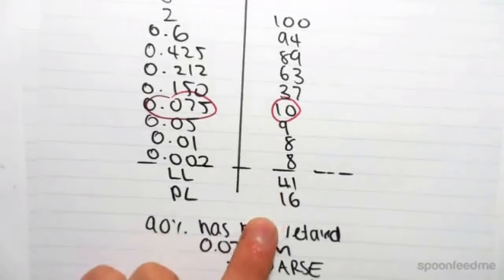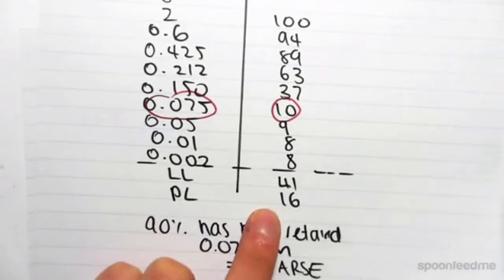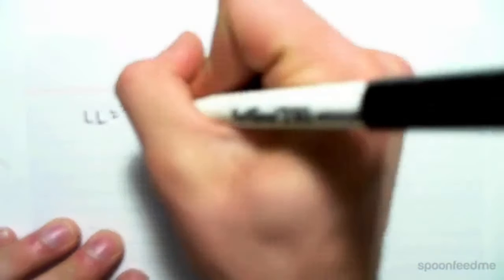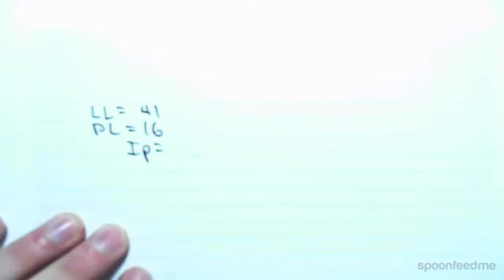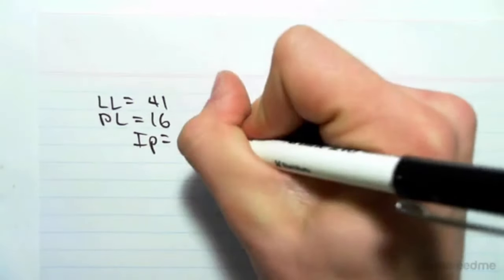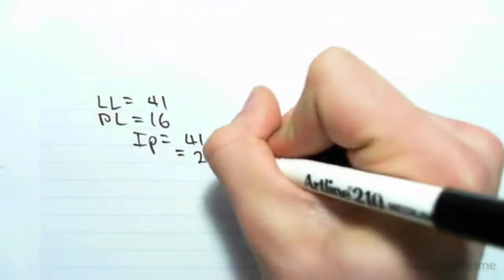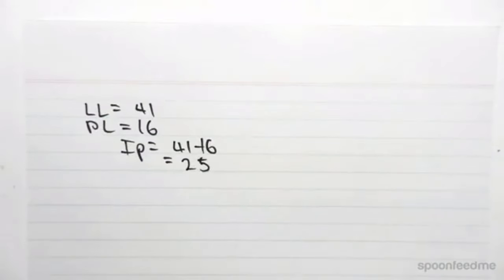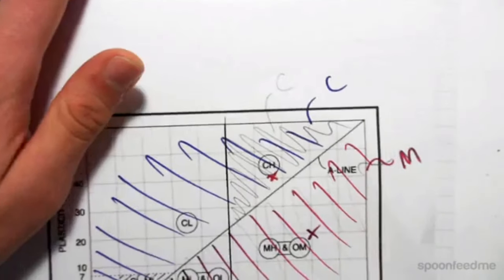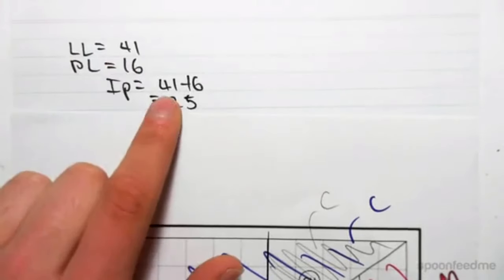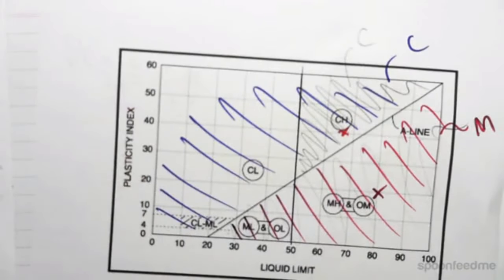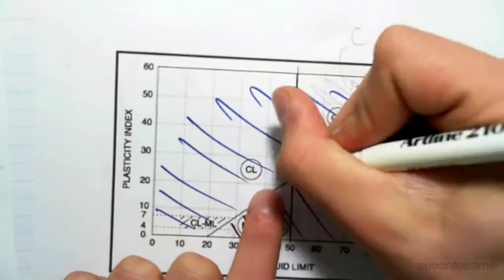So the liquid limit in our question has been given to us as 41, and the plastic limit is 16. Okay, so liquid limit 41, plastic limit 16, which means we can work out our plasticity index as 41 minus 16, which is the liquid limit minus the plastic limit. That would give us an answer of 25. So we can then come to our plasticity chart. So we have 41 and 25. So 41 is around there, and 25 is up here.